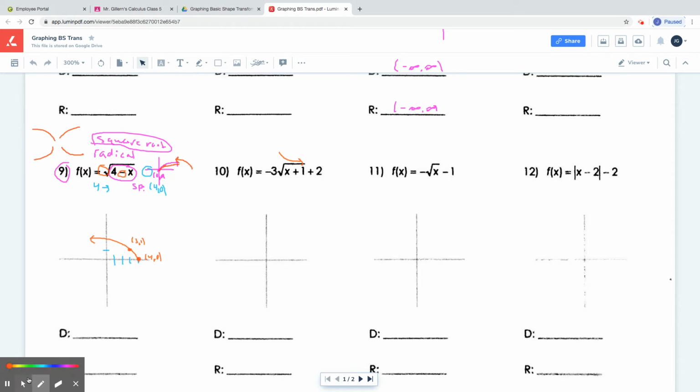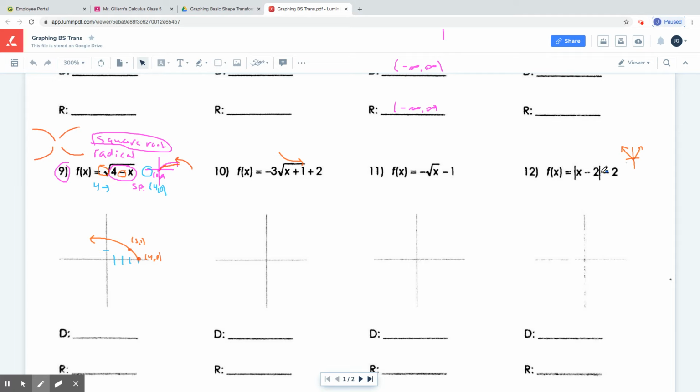Now, number 12, absolute value. An absolute value is done identical to the quadratic. The basic shape is a V. It's done the exact same way as a quadratic. You can almost think of it as a quadratic. You can just use the vertex form. This is your vertex, but you can just think of it in terms of this is 0, 0.